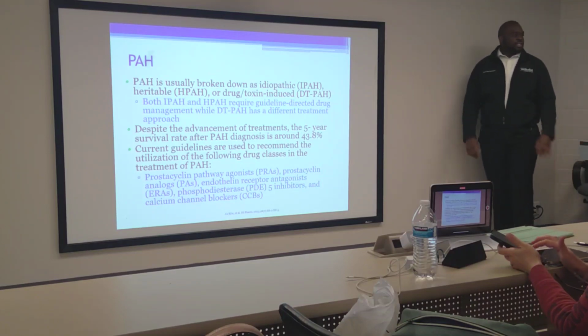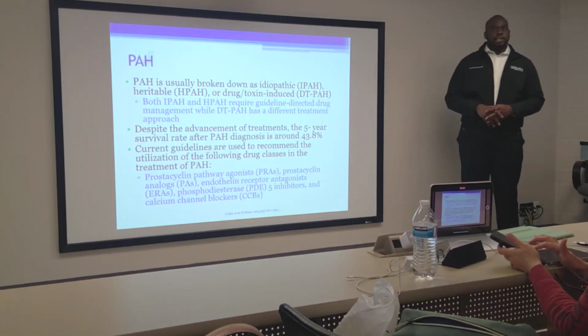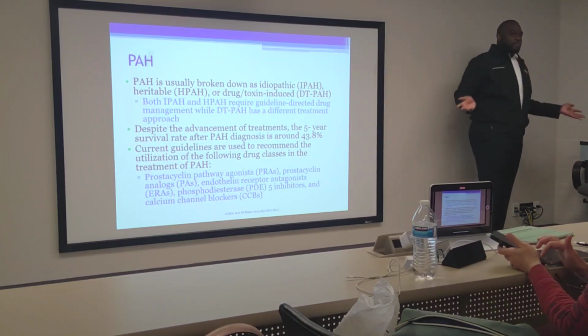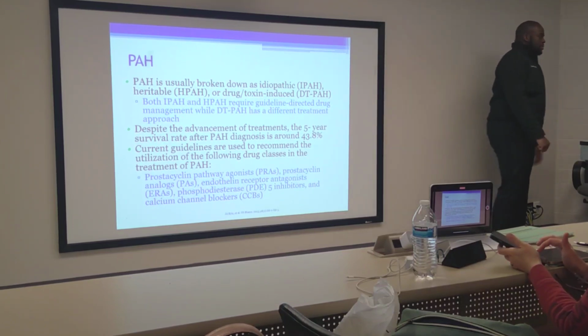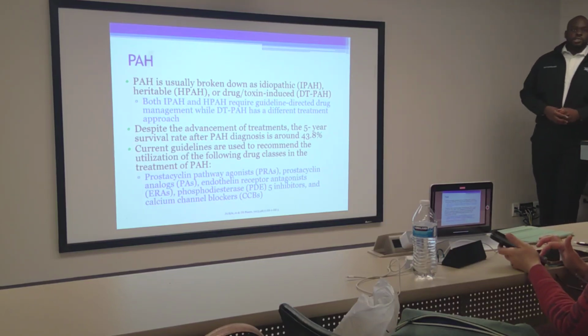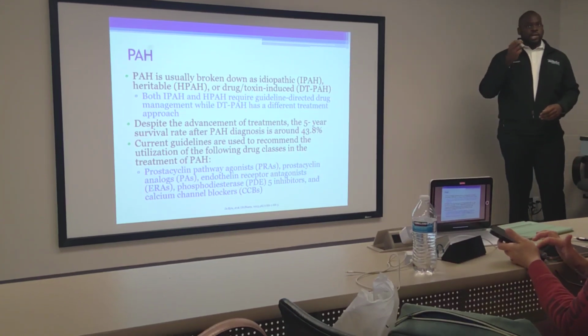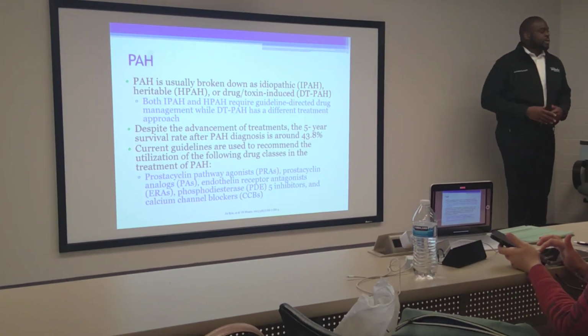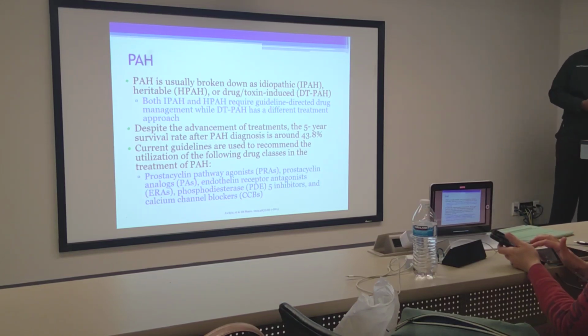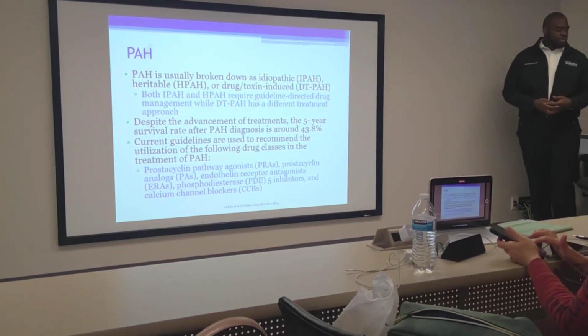Alright, so PAH is usually broken down as three different types. That includes idiopathic, which means you don't know where it came from, it just happened. We'll also have your heritable or HPAH, which is pretty much the genetic type we were talking about earlier, the gene mutation, which is where that falls. And also drug and toxin induced, DTPAH, which is drug induced.